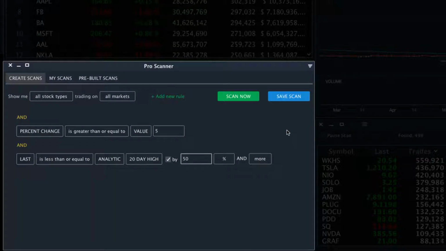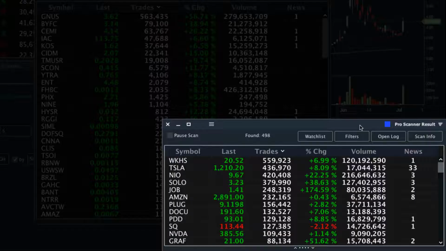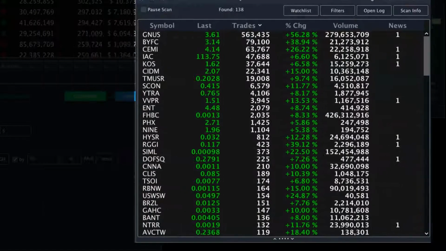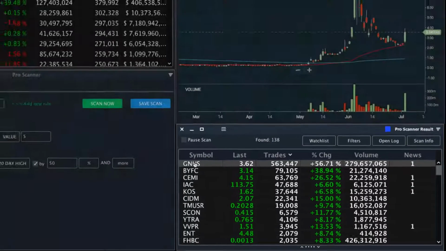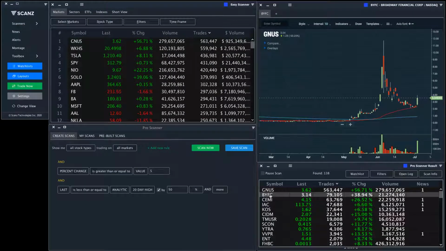Now, it's good to test these scans as you build them, so let's scan real quick to see the results we find. I'll get rid of my old scan window and place this here. We can see that GNUS is listed, which is a great sign because that's the stock we're modeling the scan after. And now we can start looking at some of the opportunities listed.